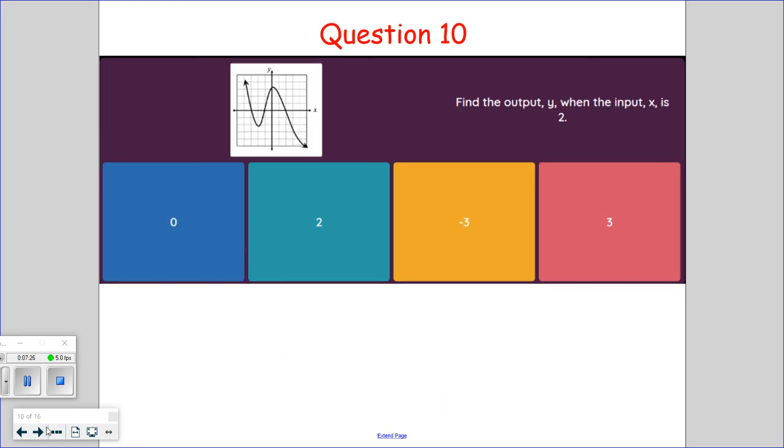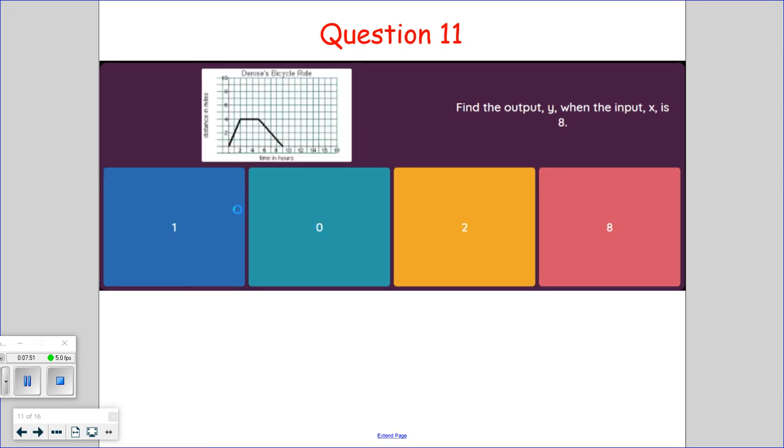Moving on. Find the output y when the input x is 2. So when your x value is 2, looks like your y value, or your output, is 0, right? That's the point (2, 0). So that's your output. When the input is 2, the output is 0.